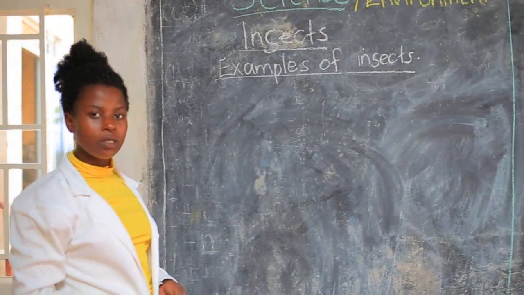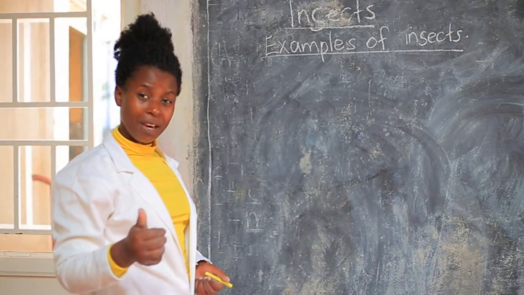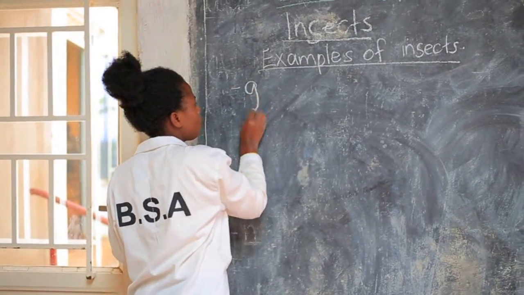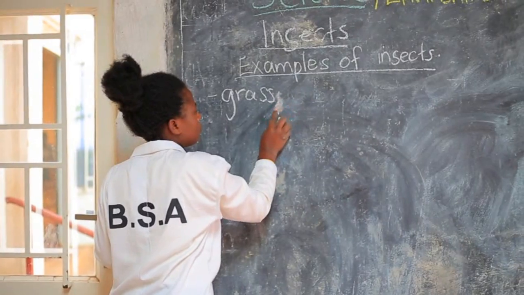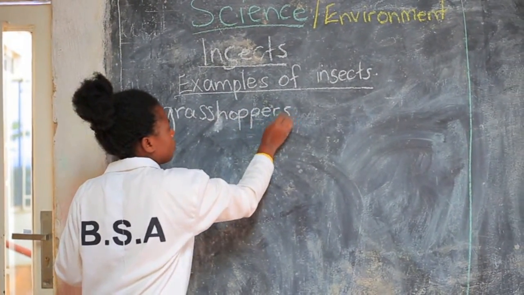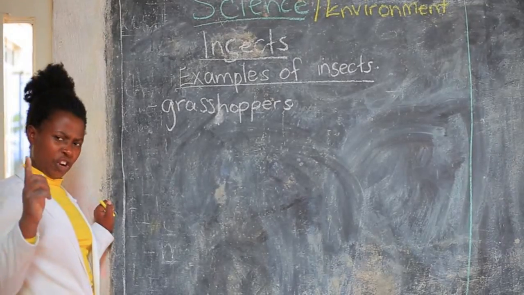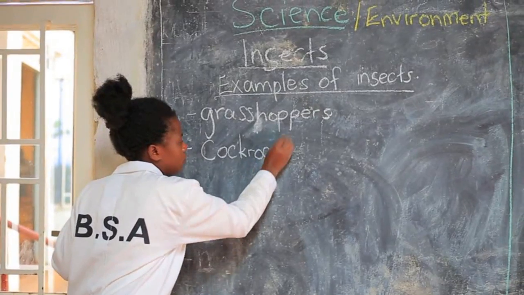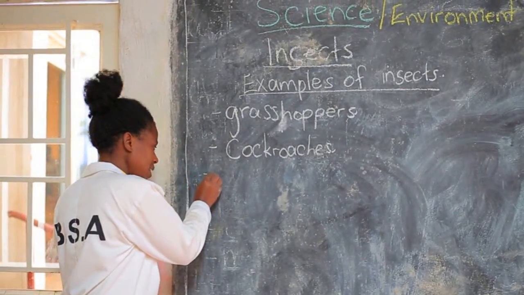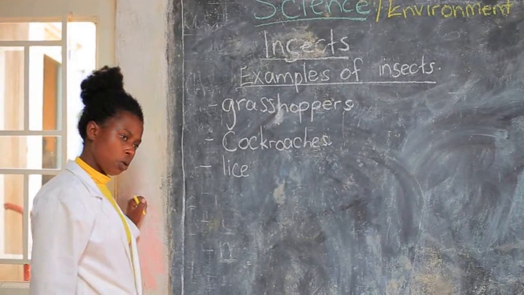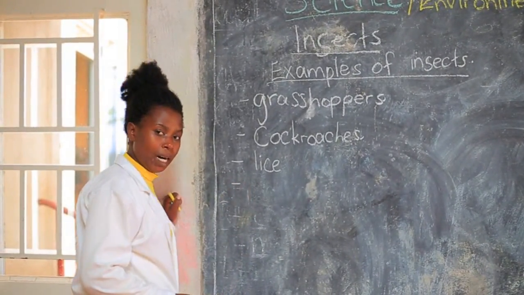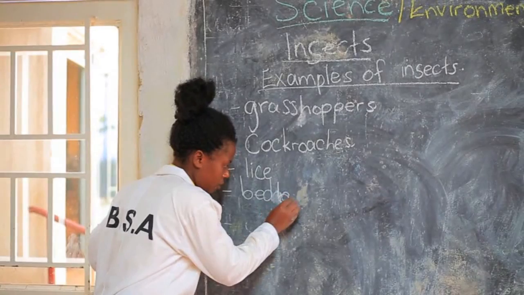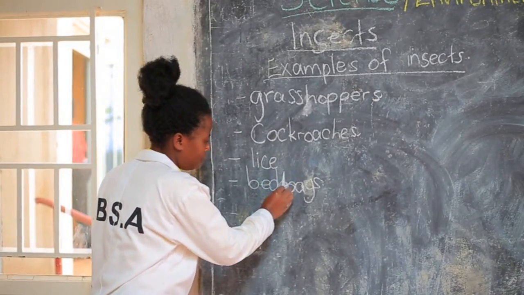So we have the first one. We have the grasshoppers. Do you know them? Do you know grasshoppers? I will show you how grasshoppers look. So let's write it. Grasshoppers. We have cockroaches. I will show you how they look. We have lice. They are around us. We have bed bugs. Also, they are in our environment.